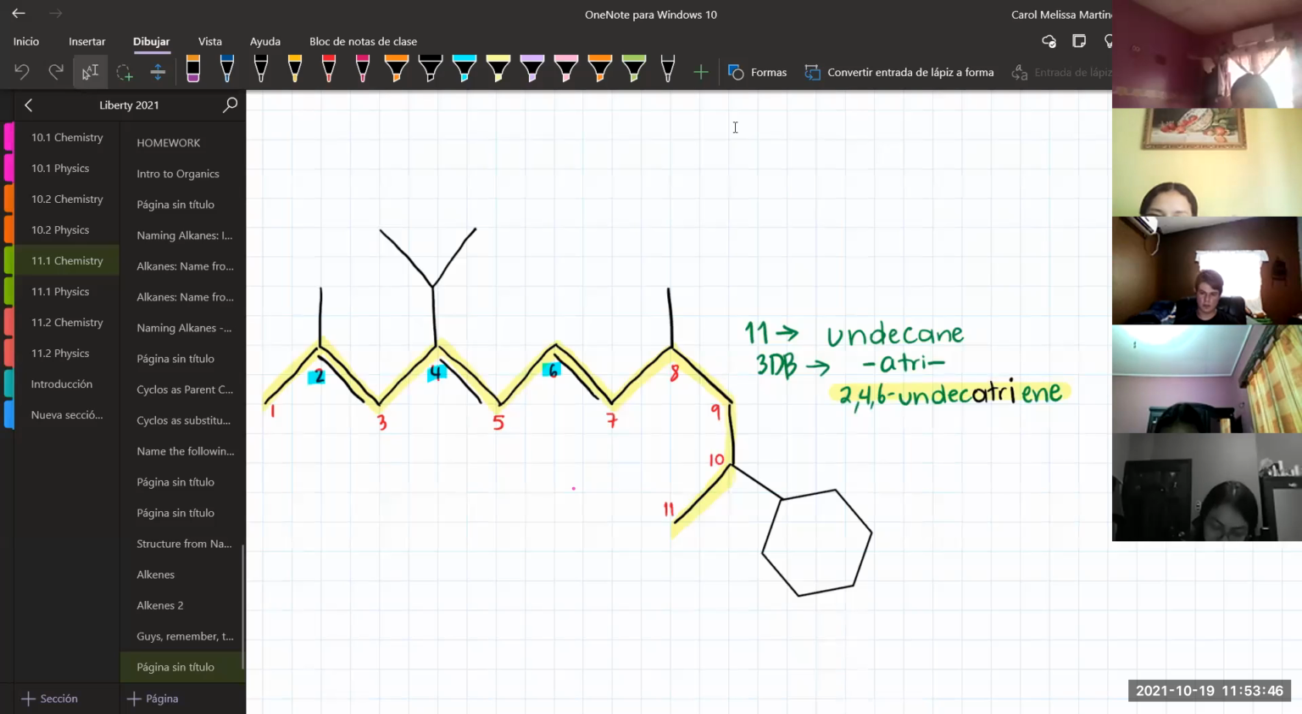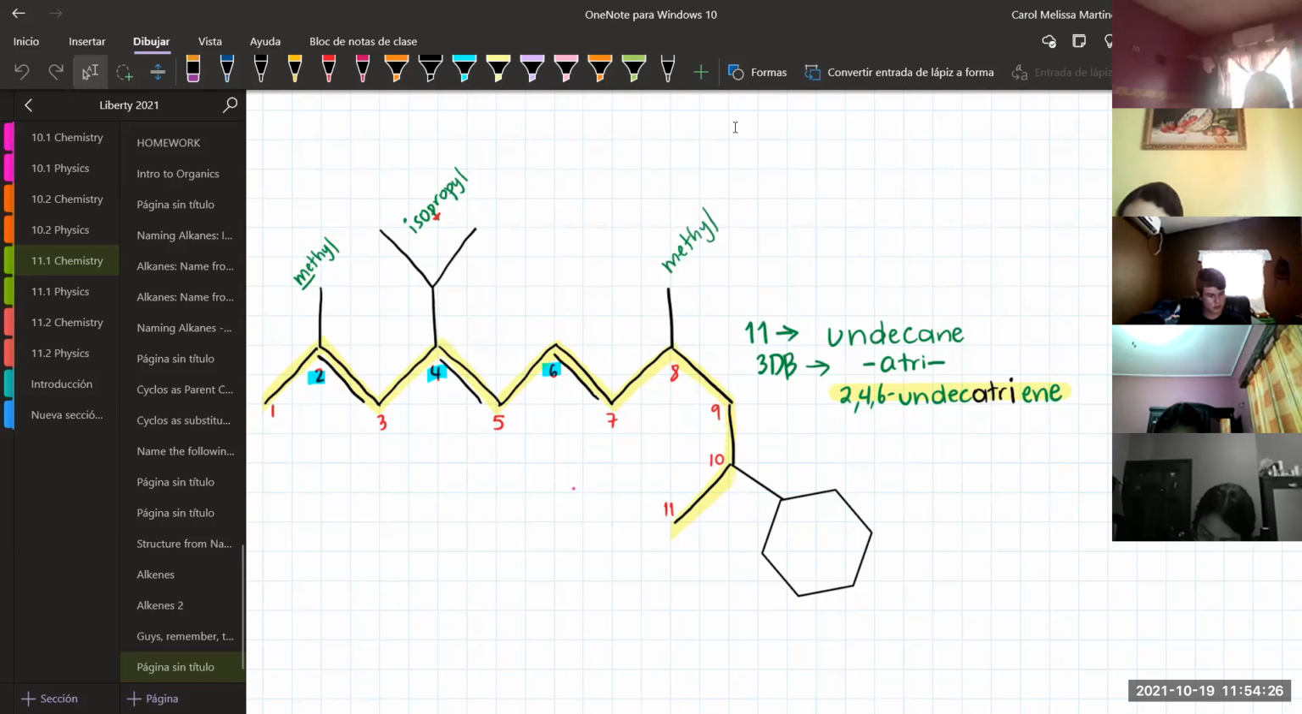Now I haven't finished. I need to continue. Then I have to see what the alkyls are. This alkyl is methyl, begins with M. This alkyl is a special alkyl right there. It's like a snake's tongue. How do we call that? Isopropyl. Okay. Isopropyl begins with P. And this one is methyl again.